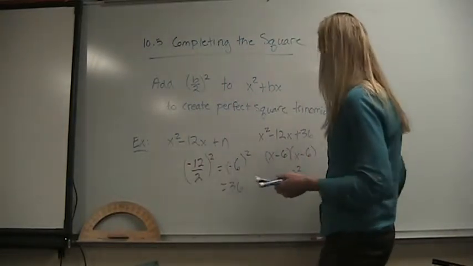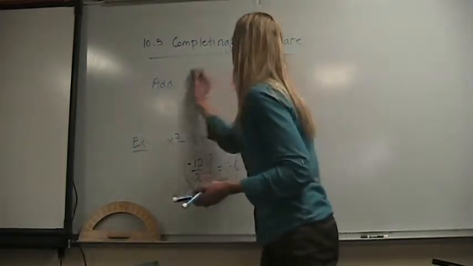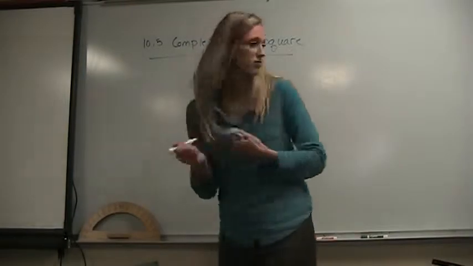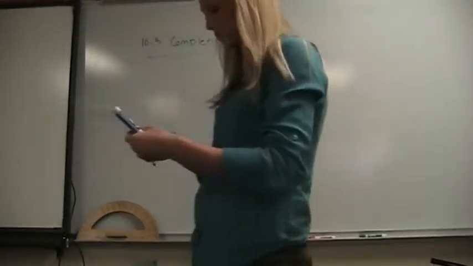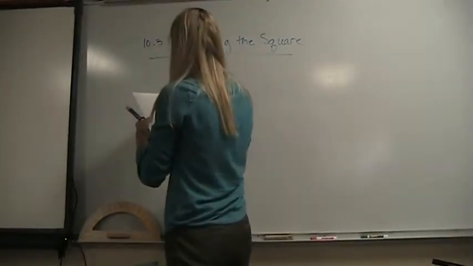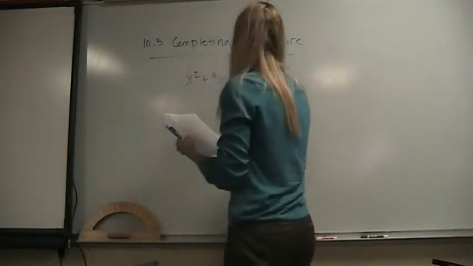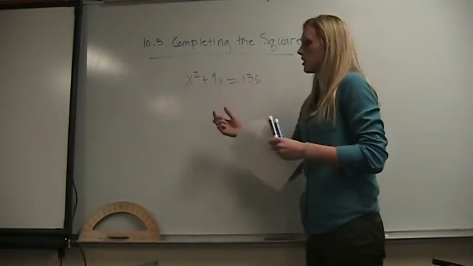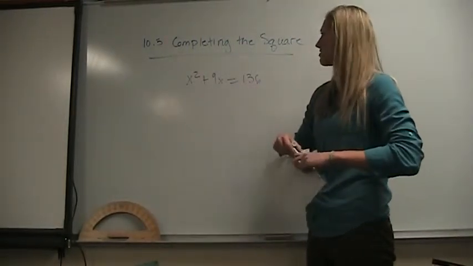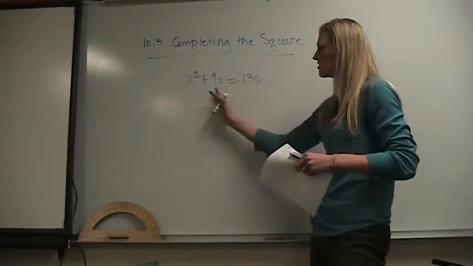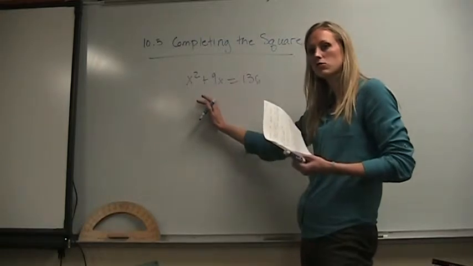Okay, so let's do an example where we're actually solving a quadratic equation. If I'm solving this equation, x squared plus 9x equals 136, I could subtract 136 from both sides, but I still can't factor that very easily. Come up with the factors of negative 136 that add to be 9. So I'm going to use my completing the square method.